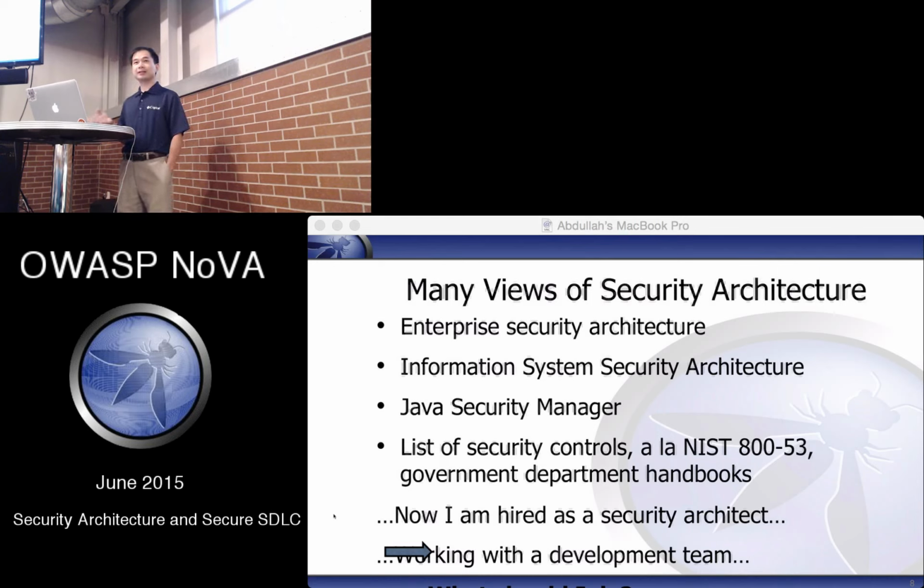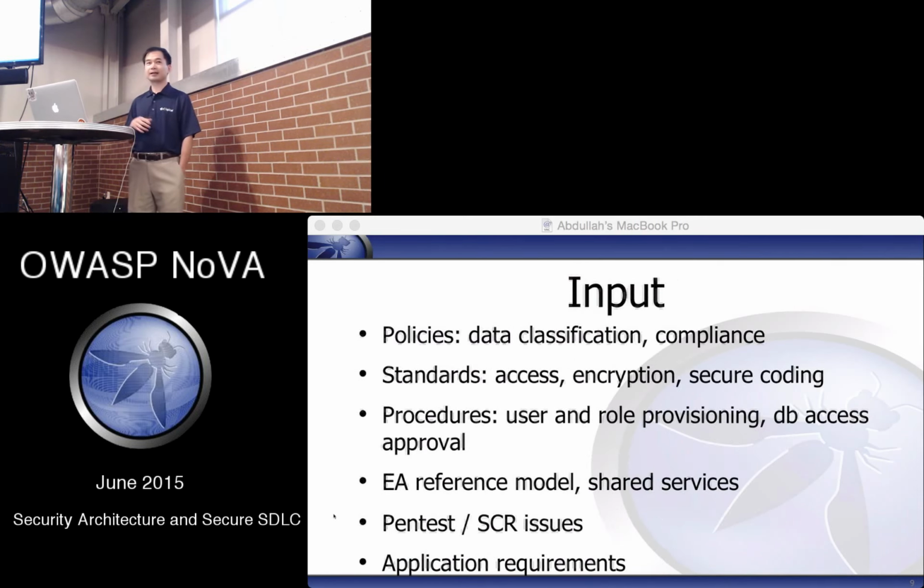And then as a project team, you hire a security architect. What do you expect, right? So that's a question. And then from a practitioner perspective, now I'm hired as a security architect. When I come in, how do I articulate what I am supposed to do for you, right? So that is the question that always hangs in my mind.